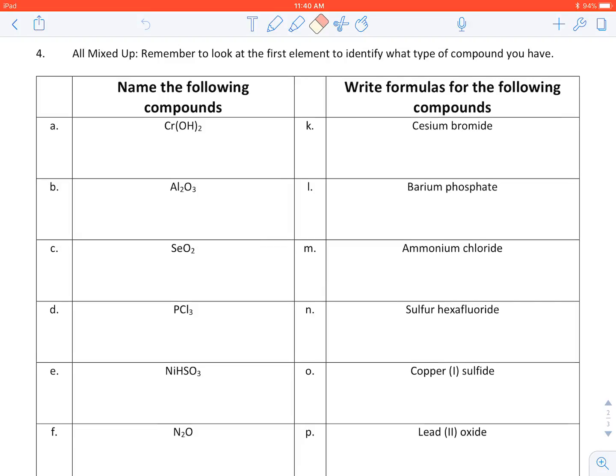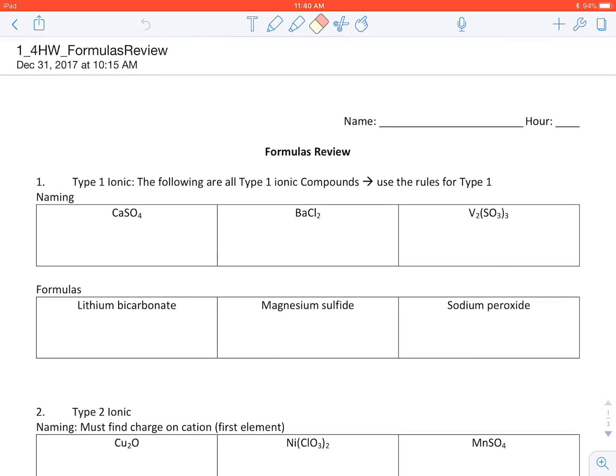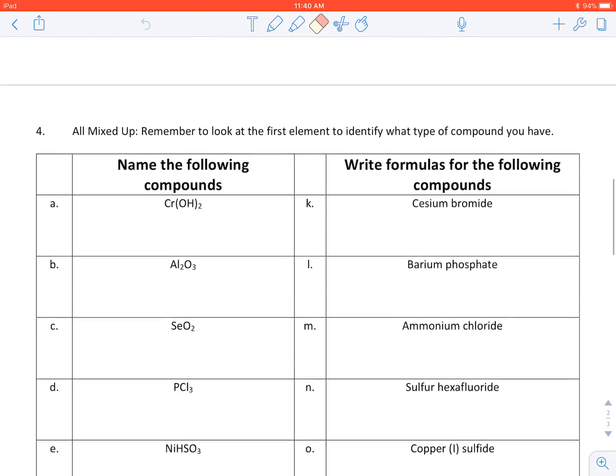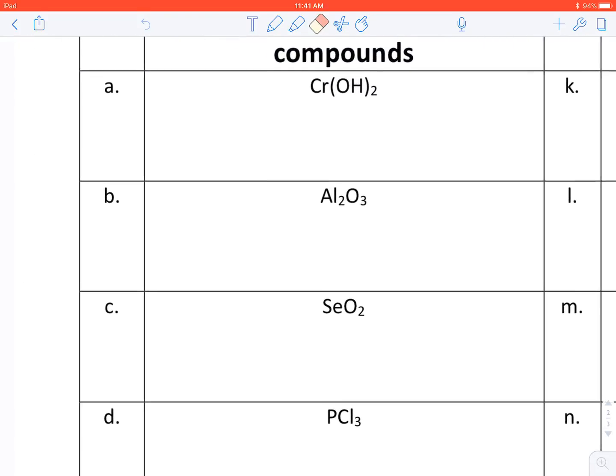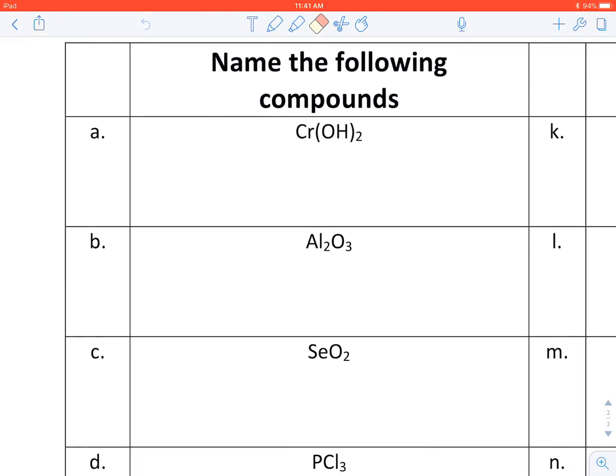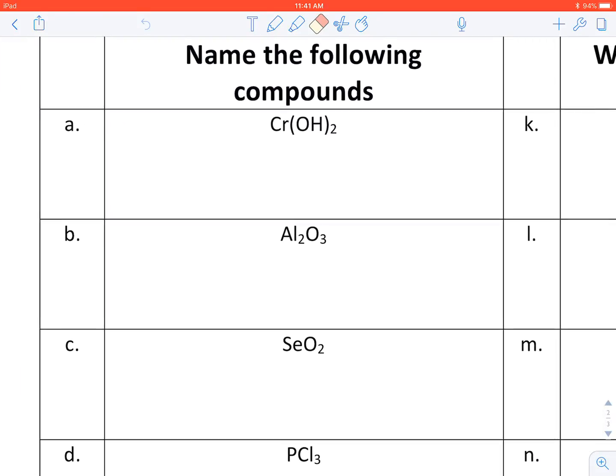So what we have here is 1-4 homework. This is our formulas review, and I'm just going to take you through the backside because I believe we finished most of the front side in class. So the first video that we're going to do is this one, naming the following compounds. We're going to worry just about this first column, and then we'll work to the other side of the column.